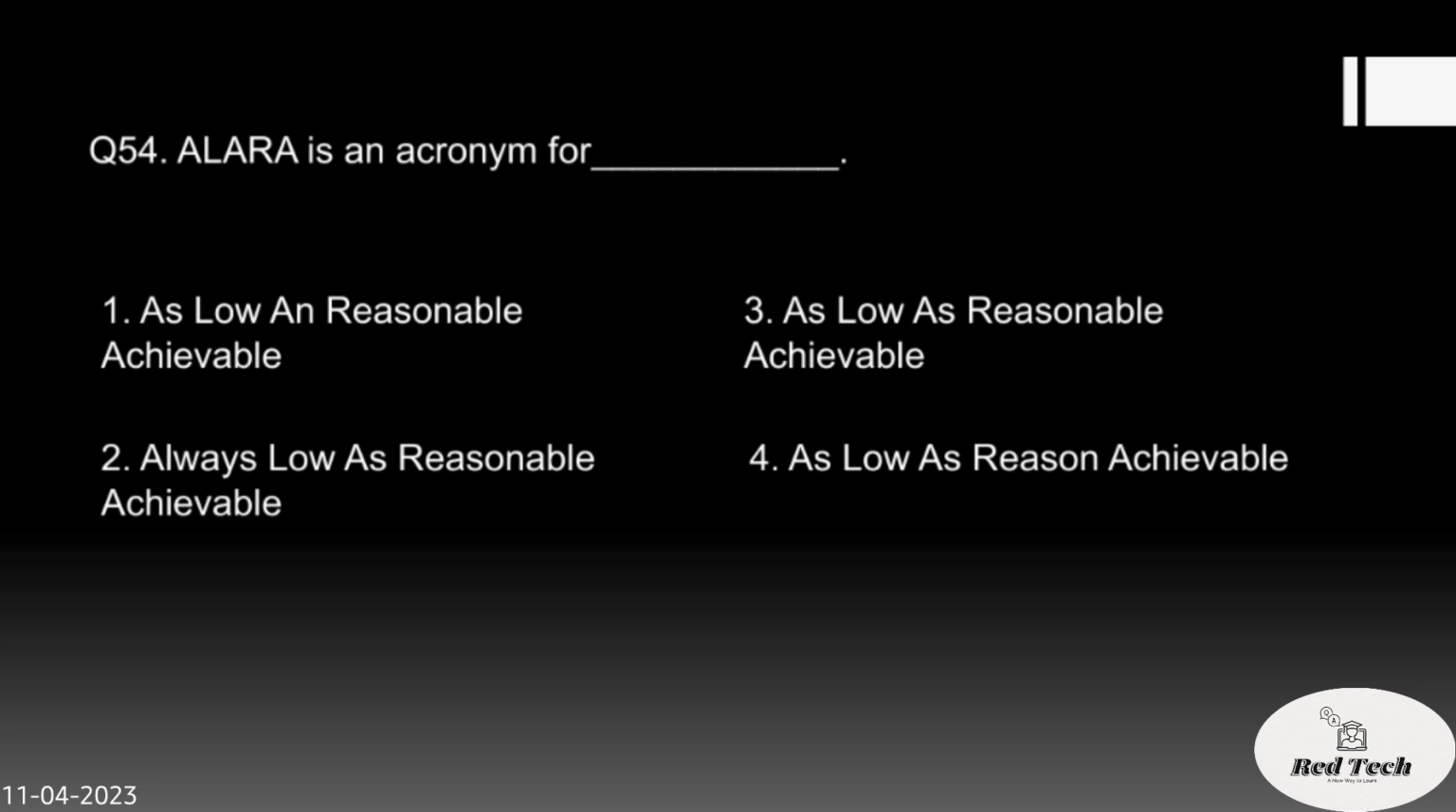Option 1 is as low and reasonable achievable, option 2 is as low as reasonable achievable, option 3 is as low as reasonably achievable, option 4 is as low as reason achievable. These are the tricky options given by the examiner. You can easily get confused if you don't remember the exact full form of ALARA. So the right answer is option number 3, as low as reasonably achievable.